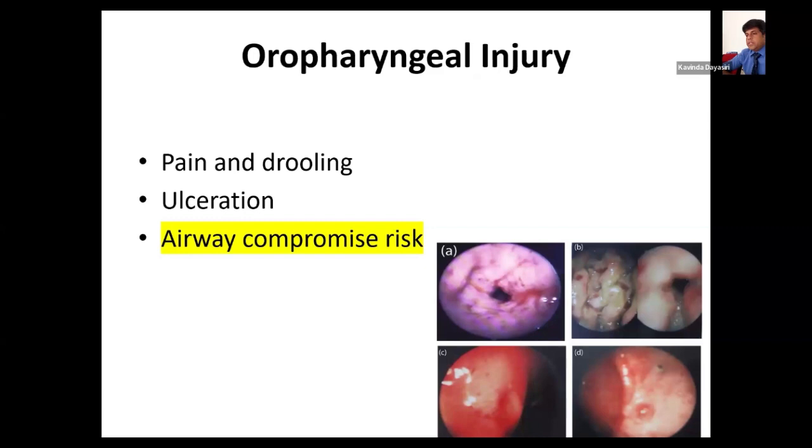Oropharyngeal injuries can happen with solid forms as well as during the early phase. The patient can present with severe oromucosal pain, drooling, and you can see ulceration, and oromucosal injuries are mainly associated with airway compromise. It can result in airway swelling. Patients can present with stridor, difficulty in breathing, and airway management can become extremely difficult at times if there is swelling of the airway. So intubation will be an extremely difficult task.